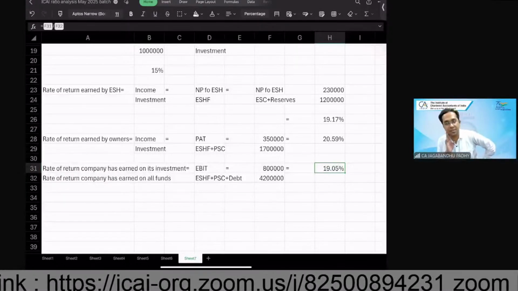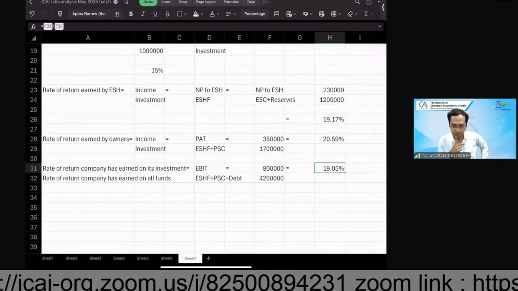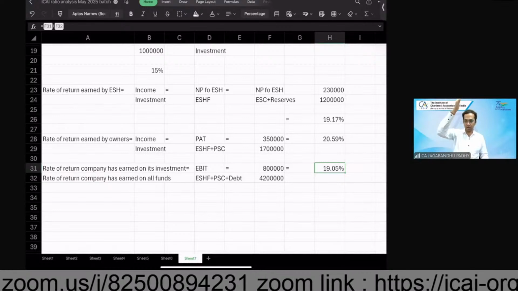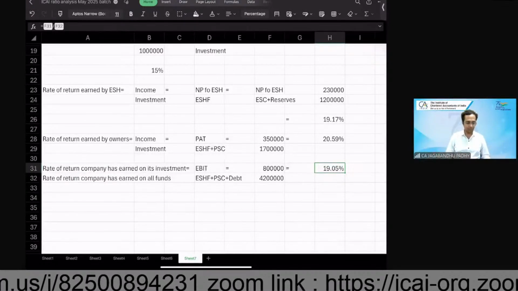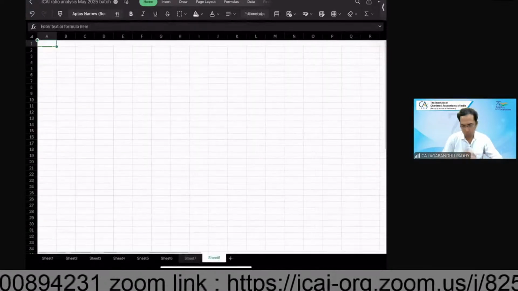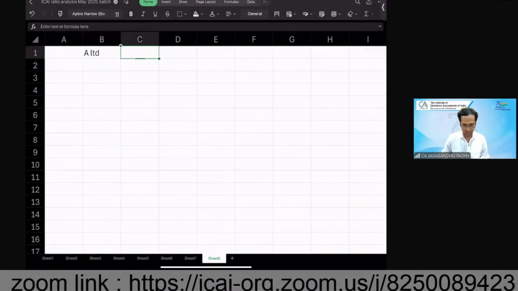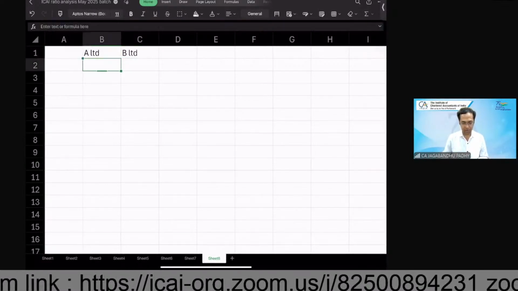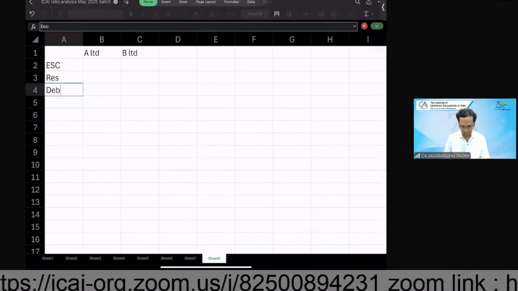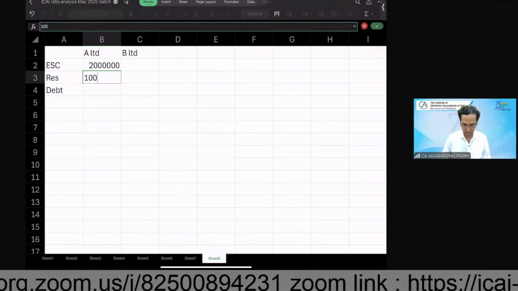Are we able to get these three numbers, everyone? Yes. So the fundamentals are very clear. You need to take the income in the numerator, investment in the denominator, and get the rate of return earned by them. Okay. Clear? Okay. Now, an activity for you. Suppose we have a company named A Limited, another company B Limited. They have got equity share capital, they have got reserves, they have got debt also. Equity share capital is, let's say, 20 lakh. Reserves are 10 lakh.